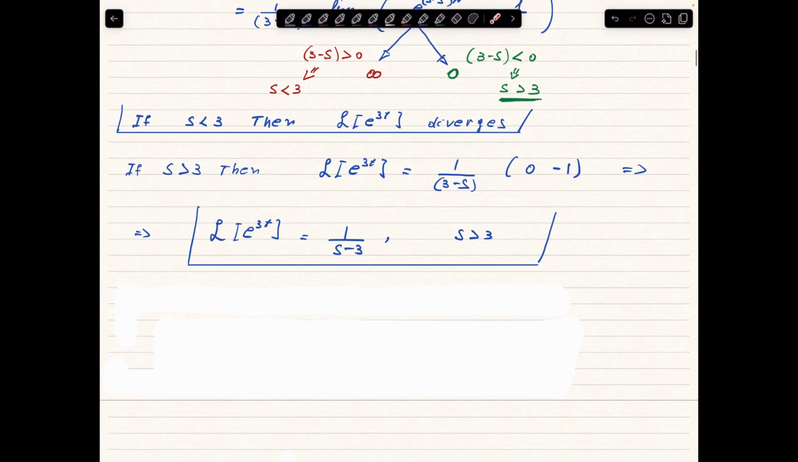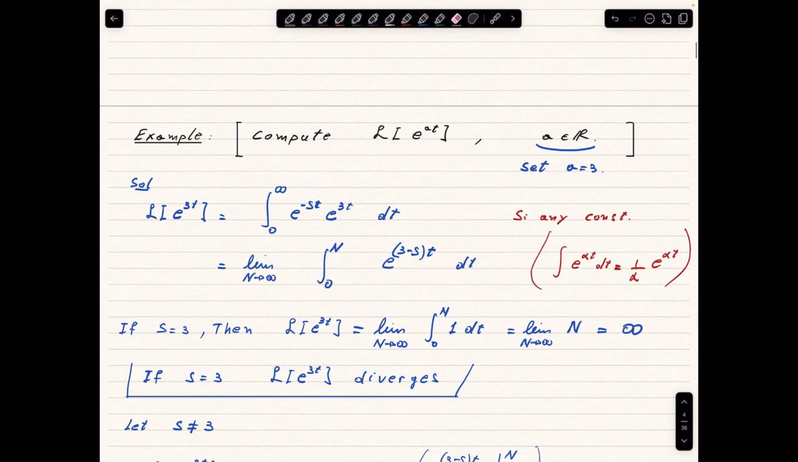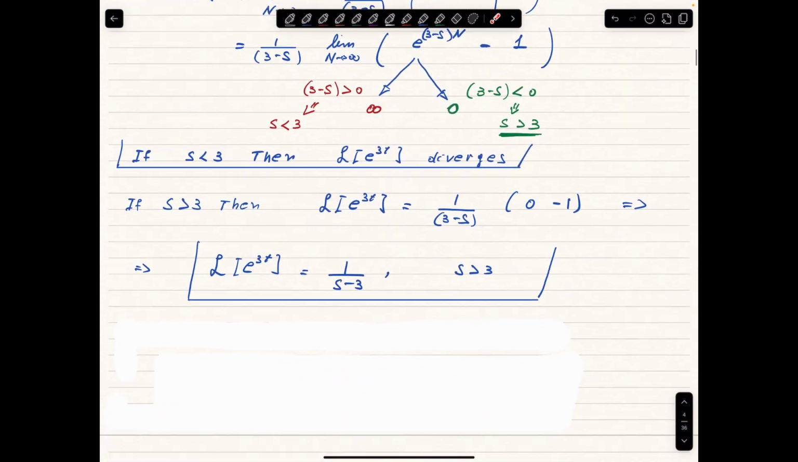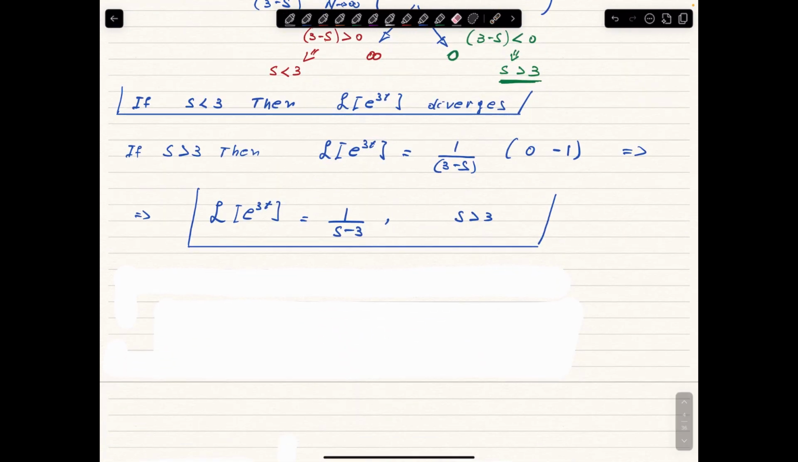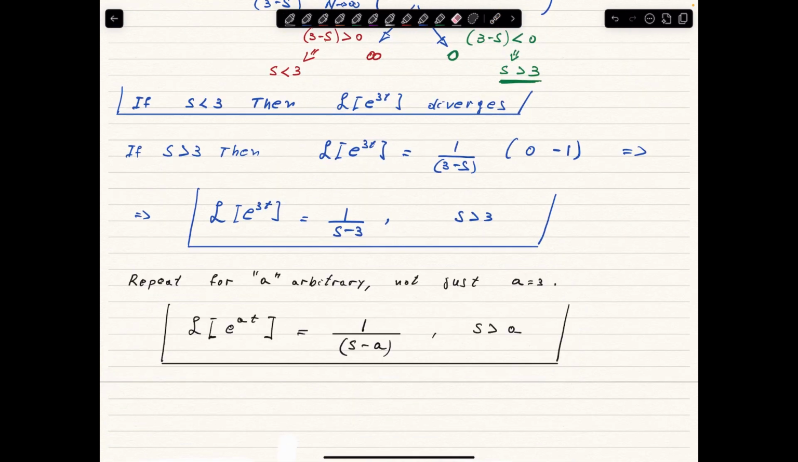We can repeat this calculation, now changing 3 back into a, and you put a here all over, and you're going to see that it's very easy to see that the Laplace transform of exponential at is 1 over s minus a, for s bigger than a. And this is the Laplace transform of an exponential.